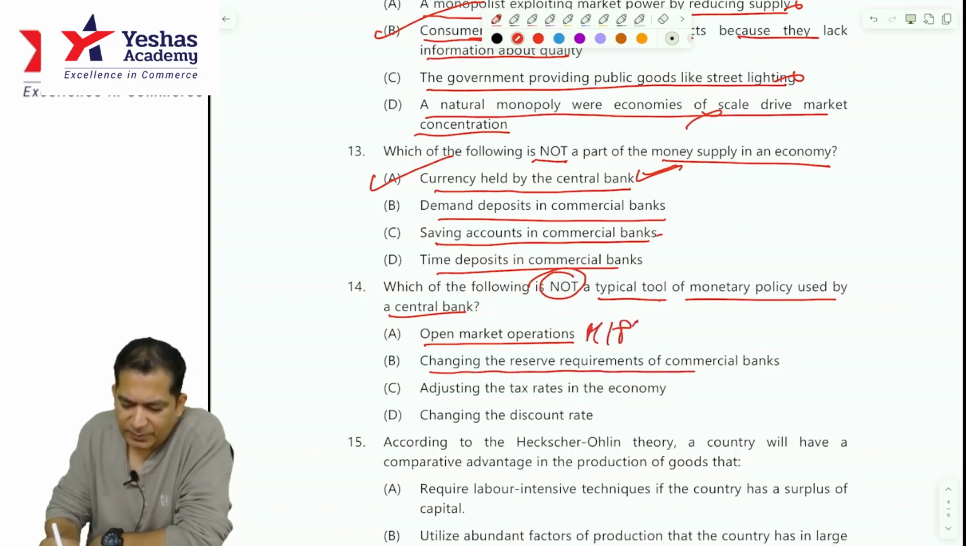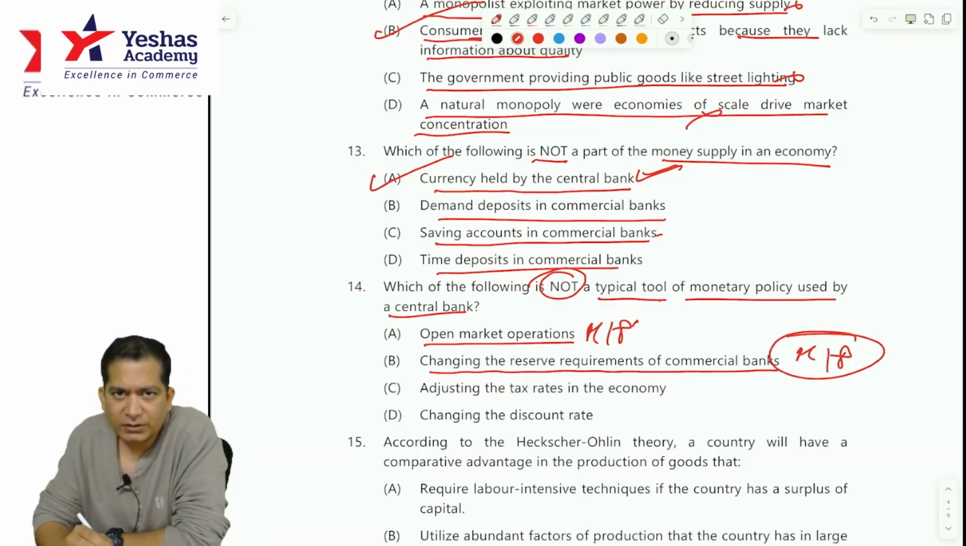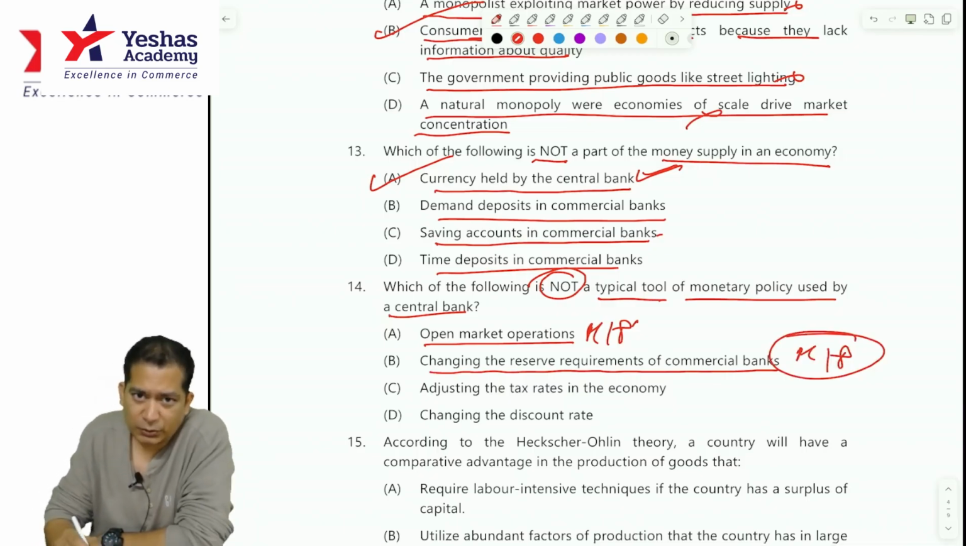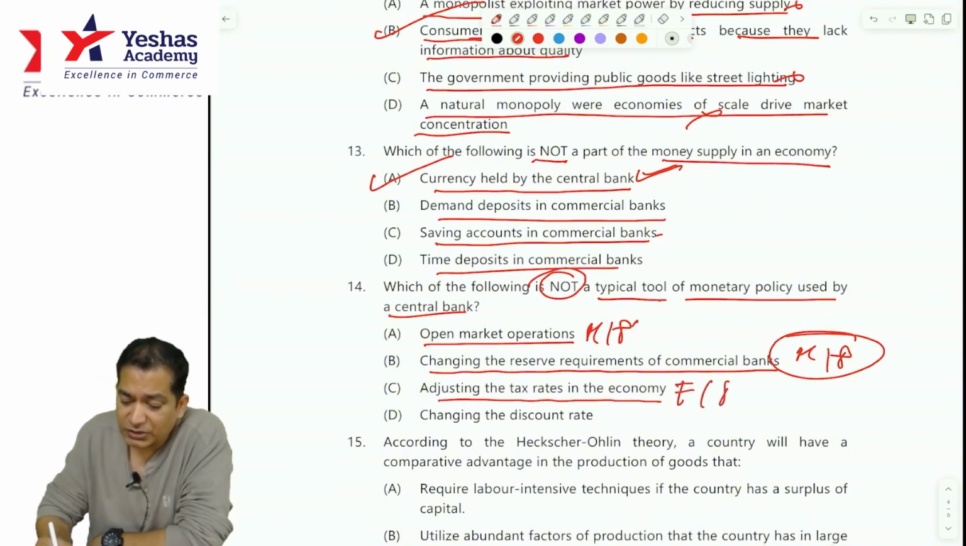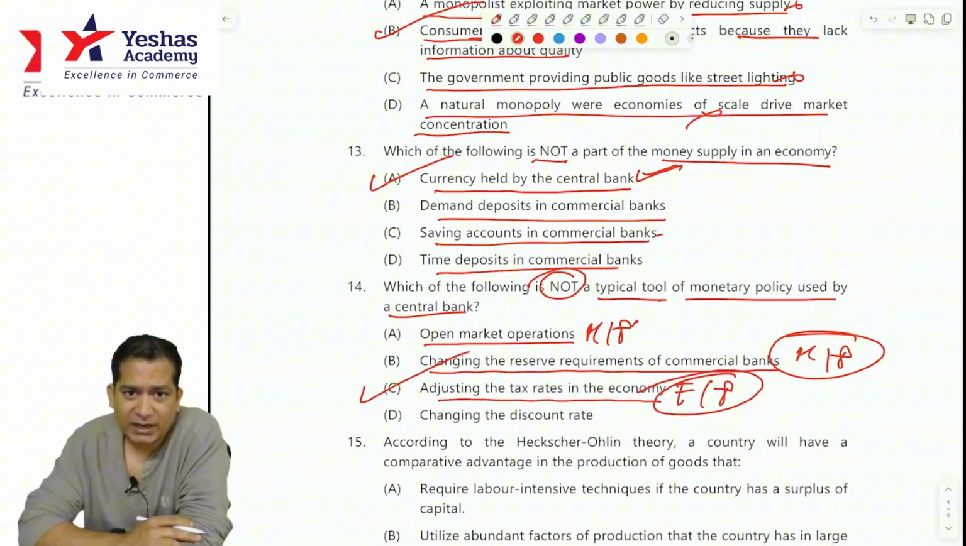Changing the reserve requirements of commercial bank. This is also a part of monetary policy. SLR and CRR can be reduced or increased. Adjusting tax rate in the economy. This is a part of fiscal policy, not monetary policy. So C is the answer.